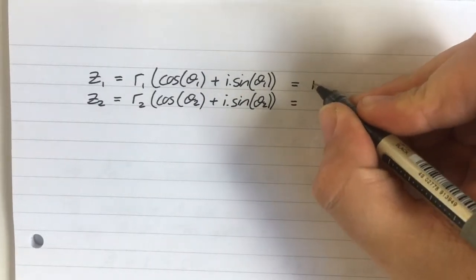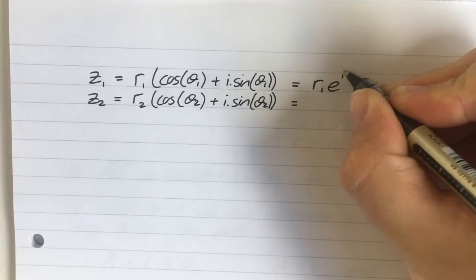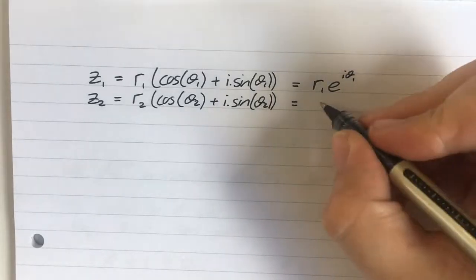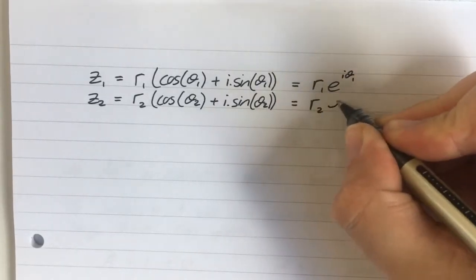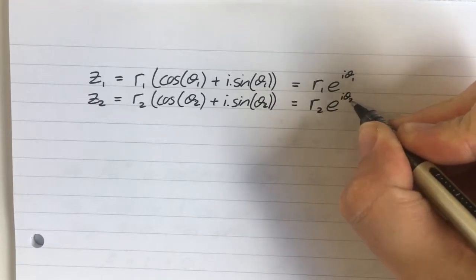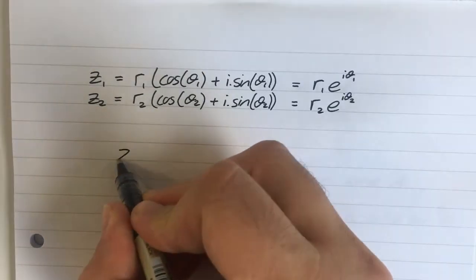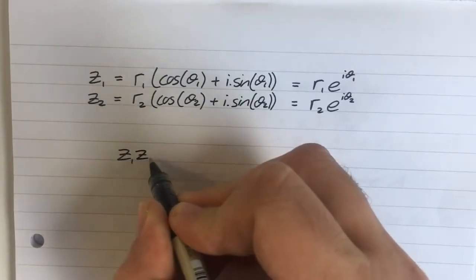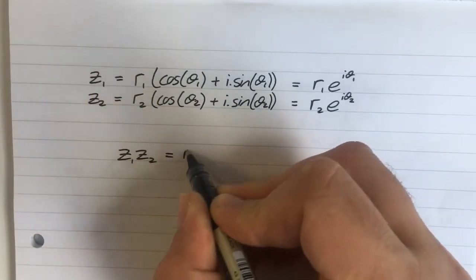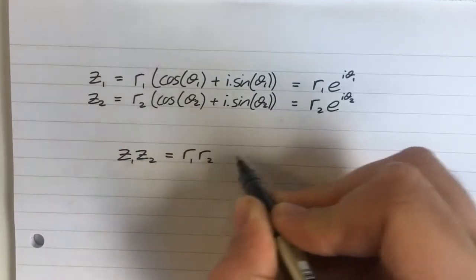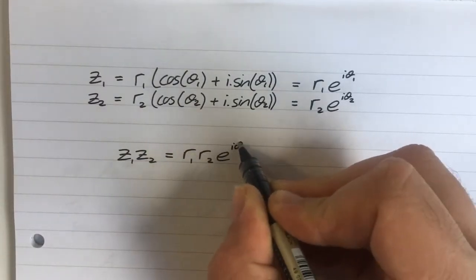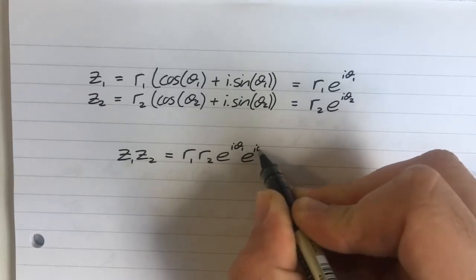And I'm going to equate these to their exponential definitions. So this is going to be equal to R1 e to the i theta 1, and this is going to be R2 e to the i theta 2. Okay, that's just using the exponential definition of a complex number. And now what I can do is multiply those together. So if I wanted to do Z1 times Z2, then that would be equal to R1 R2, e to the i theta 1, e to the i theta 2.